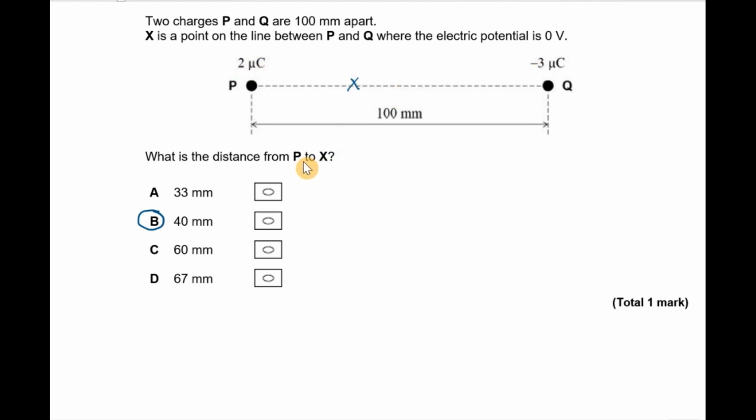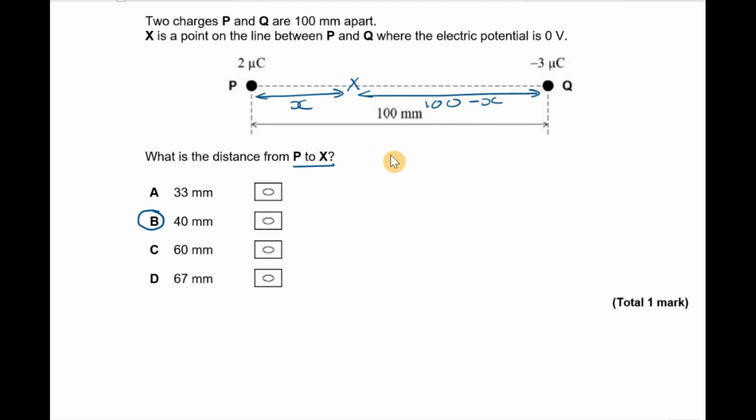We want the distance from P to that point X. So I'll tell you what, let's call that a distance x. So it means from X to Q, that distance is going to be 100 millimeters minus x.